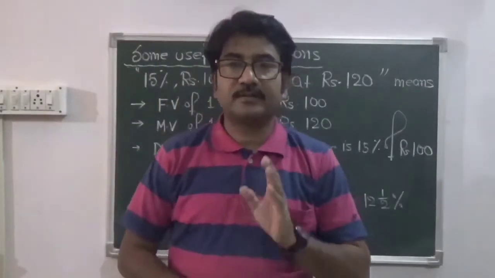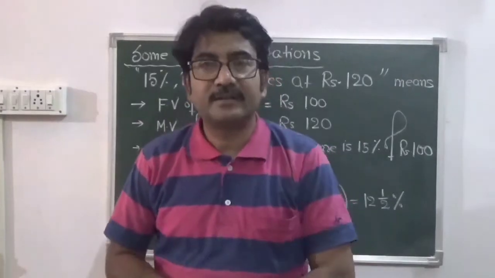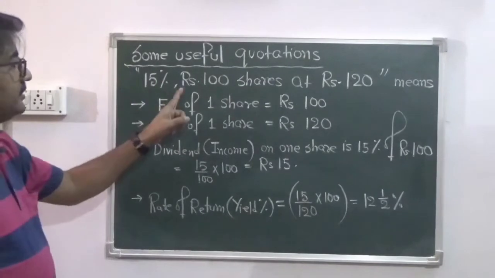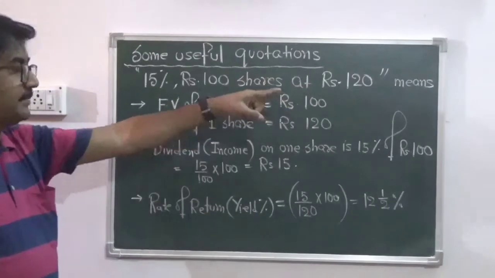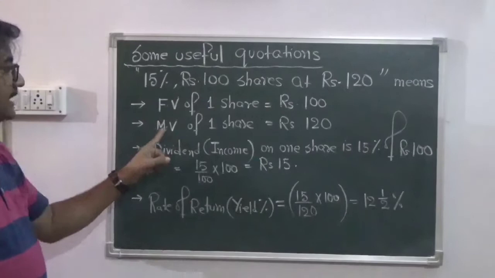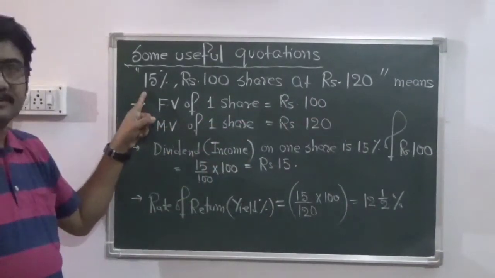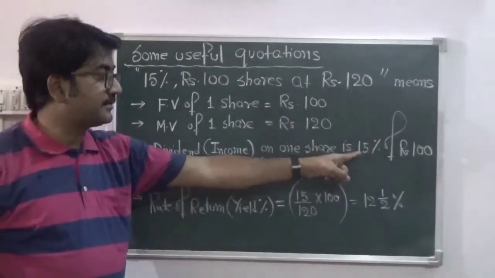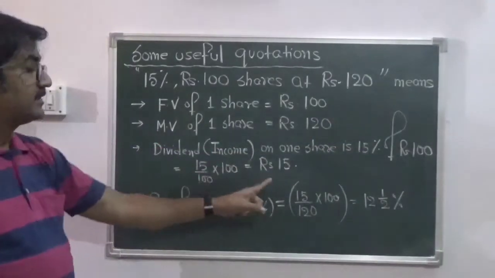Now, before we start solving the problems of this chapter, let us understand some useful quotations. 15%, rupees 100 shares at rupees 120. That means face value of one share is rupees 100, market value of one share is rupees 120, and this is the dividend percent. The dividend or the income on one share is given as 15% of the face value, that is of rupees 100. That comes to rupees 15.